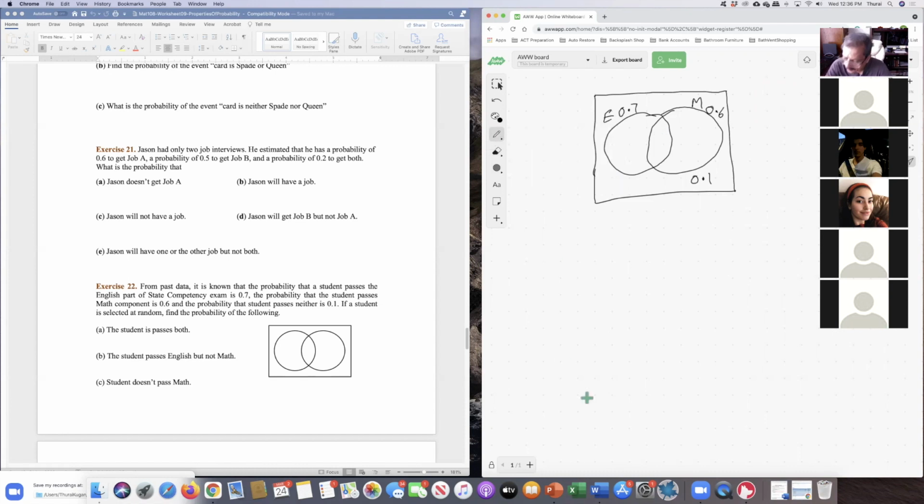Okay, so the intersecting part, you said call it x, then apply the union rule, right? The probability of E union M equals the probability of E plus the probability of M minus the probability of E intersection M. So we already know E union M. Well, what is the probability of E union M? Anybody?